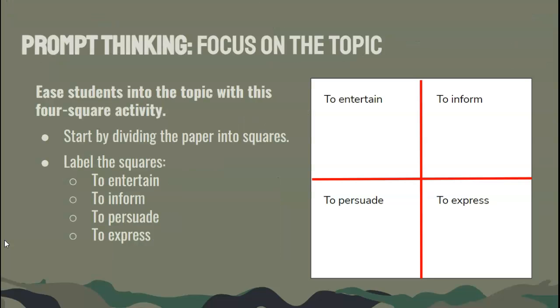So let's prompt thinking. To begin the lesson off, what we want to do is have students divide paper into 4 quadrants. If you want to do this on chart paper or a Jamboard or something on the screen, you absolutely can. But each of these sections will be labeled with those 4 purposes that we discussed earlier.